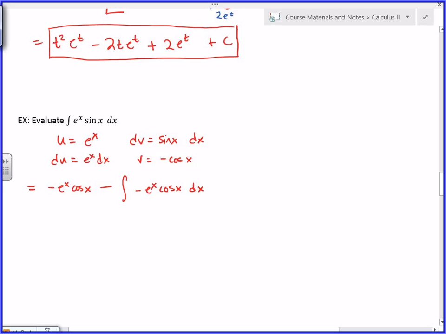And I'm going to go ahead and just make that minus become a plus. Y'all see how that happened? Minus and minus becomes a plus. That's all. All right. And just like we did before, let's repeat that process one more time.